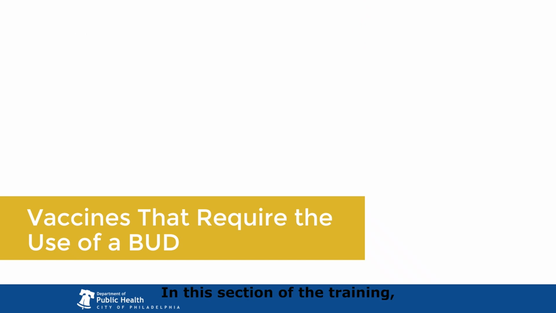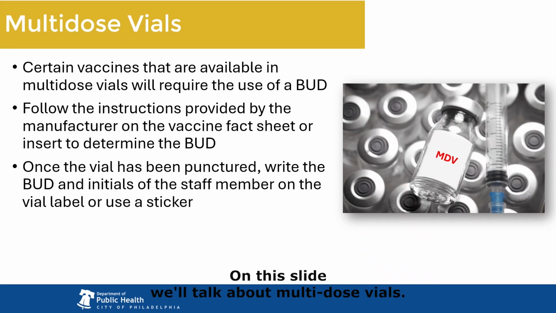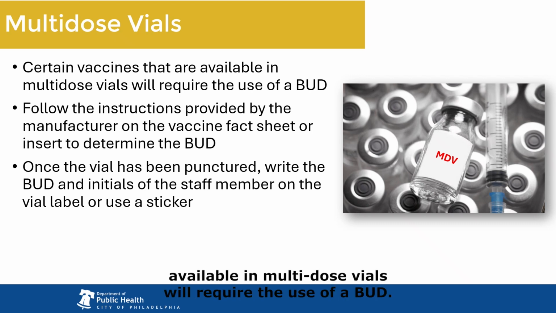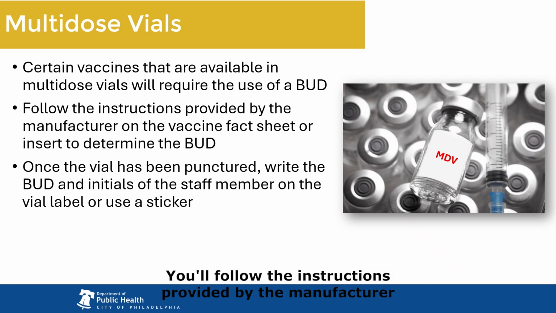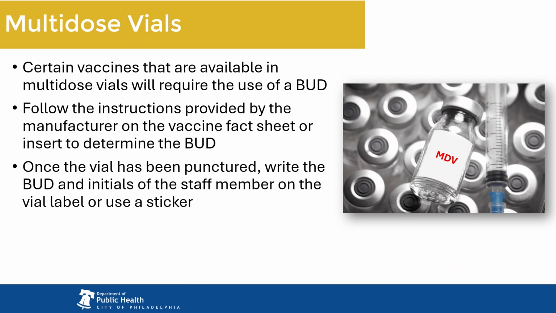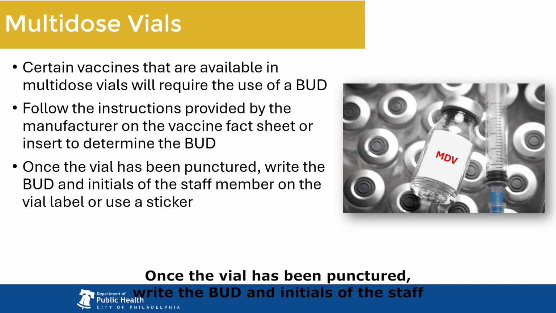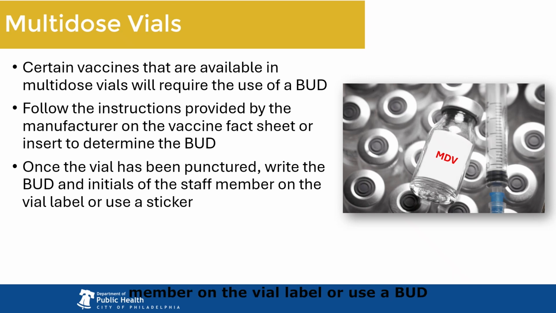In this section of the training, we'll go over vaccines that require the use of a BUD. On this slide, we'll talk about multi-dose vials. Certain vaccines that are available in multi-dose vials will require the use of a BUD. You'll follow the instructions provided by the manufacturer on the vaccine sheet or insert to determine the BUD. Once the vial has been punctured, write the BUD and initials of the staff member on the vial label or use a BUD sticker.